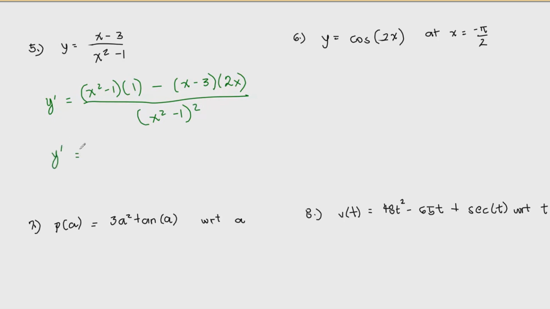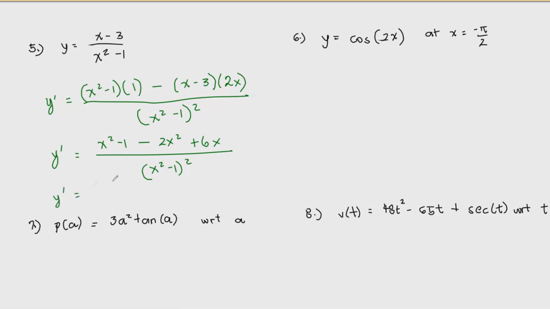Some students call it the low d-high minus high d-low over low low. So if that's what suits you, then go for it. So I'll just be simplifying this. So we have minus 2x squared and then plus 6x divided by x squared minus 1 squared.